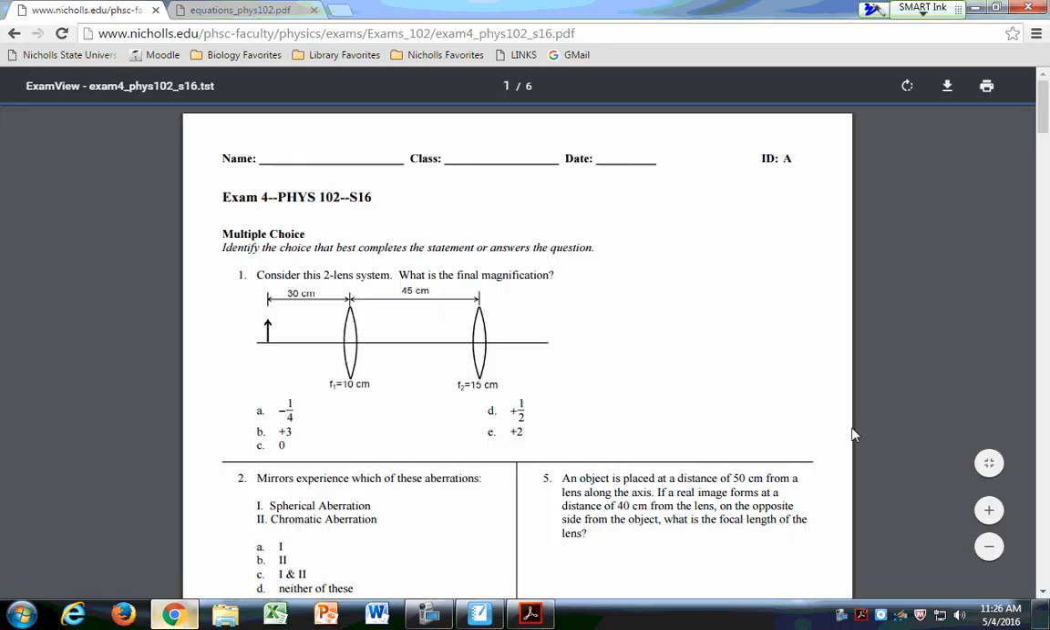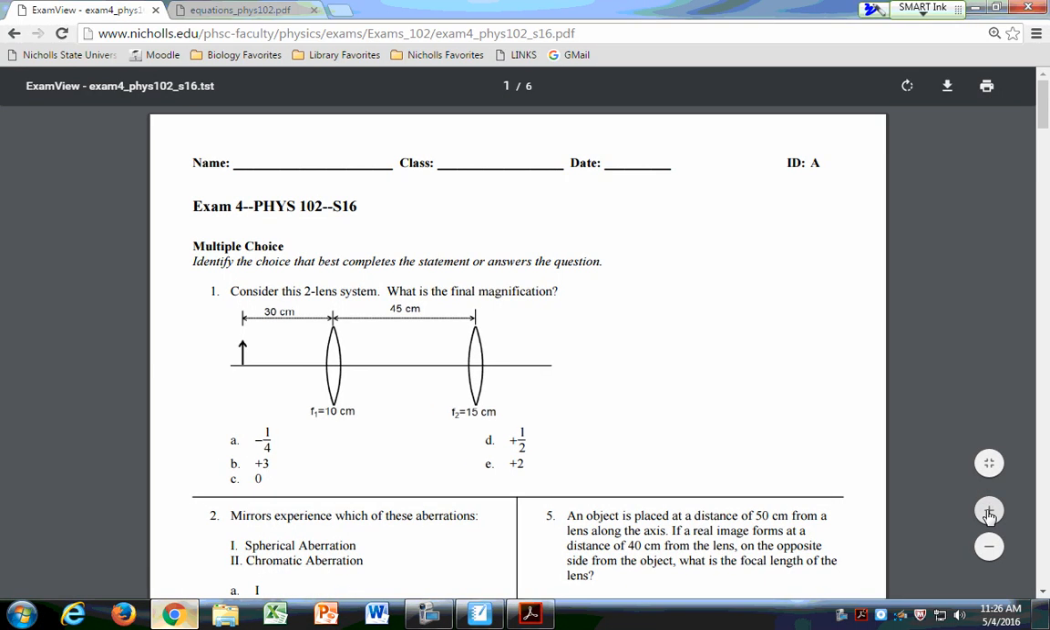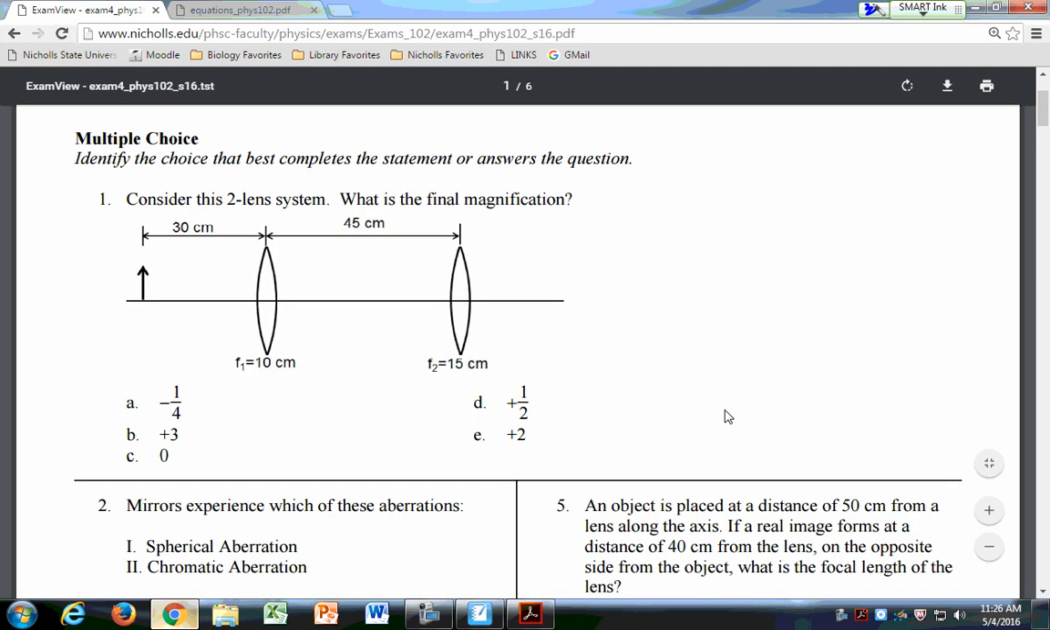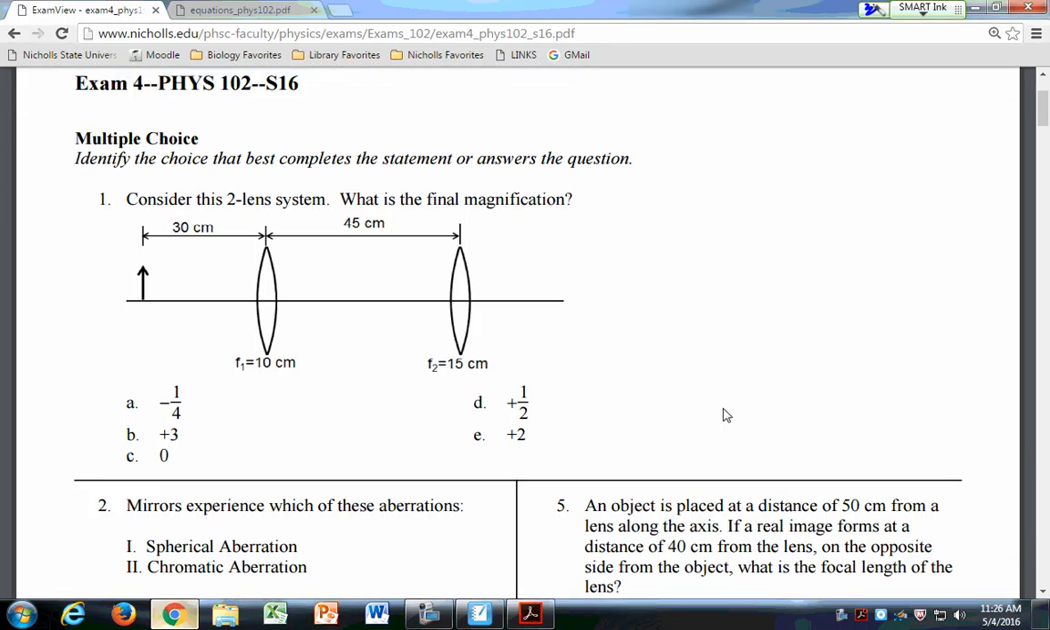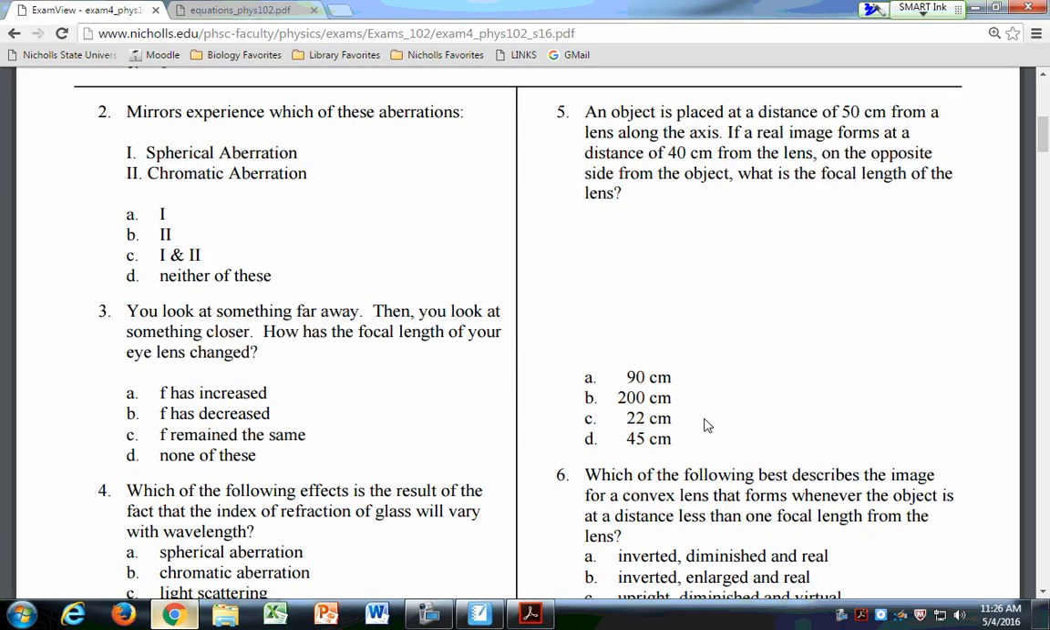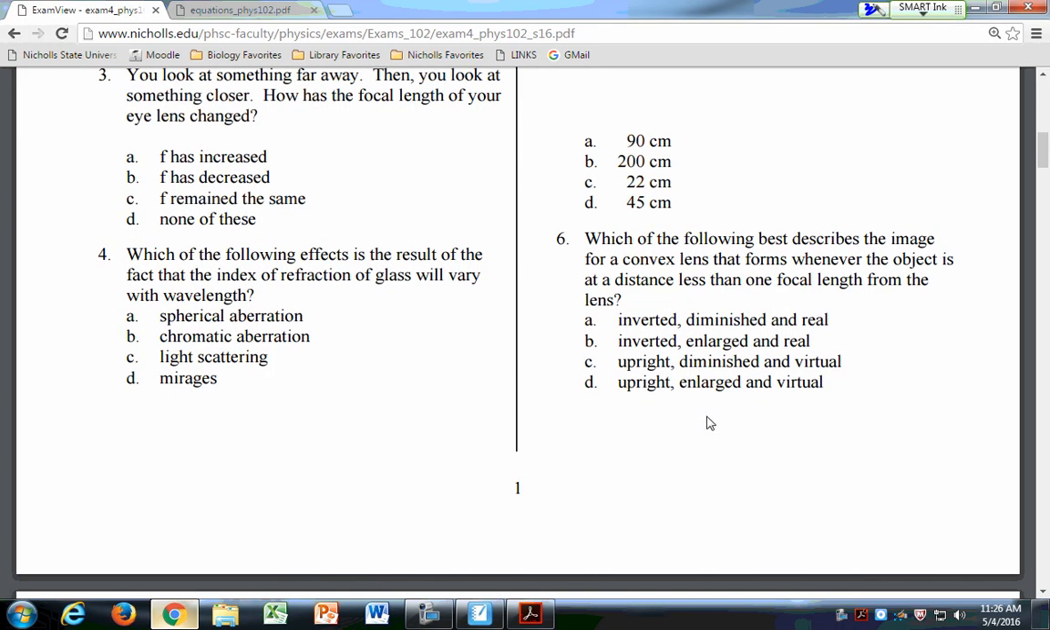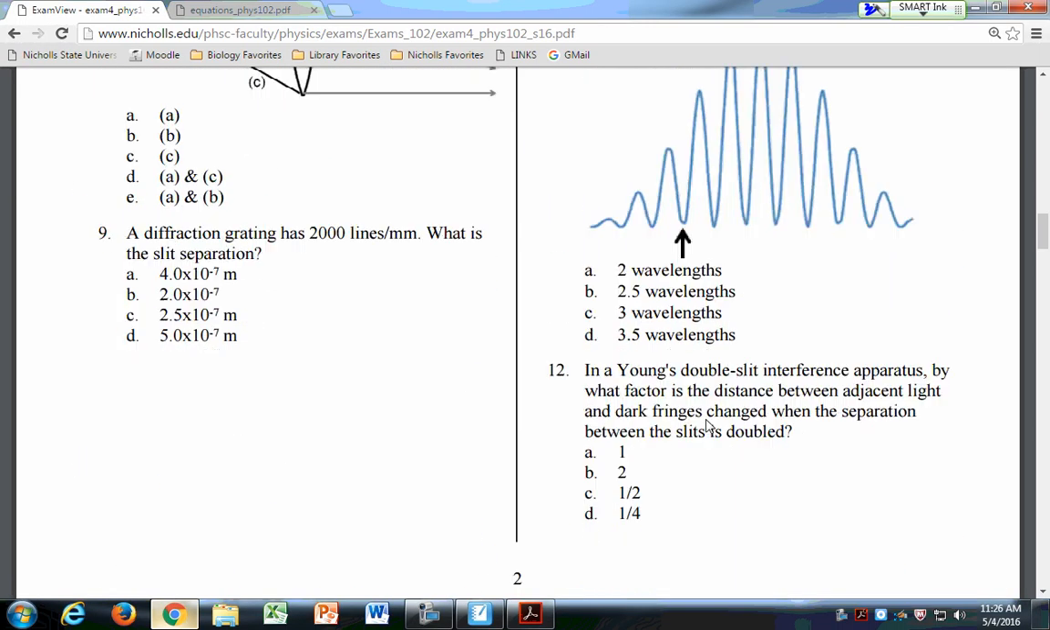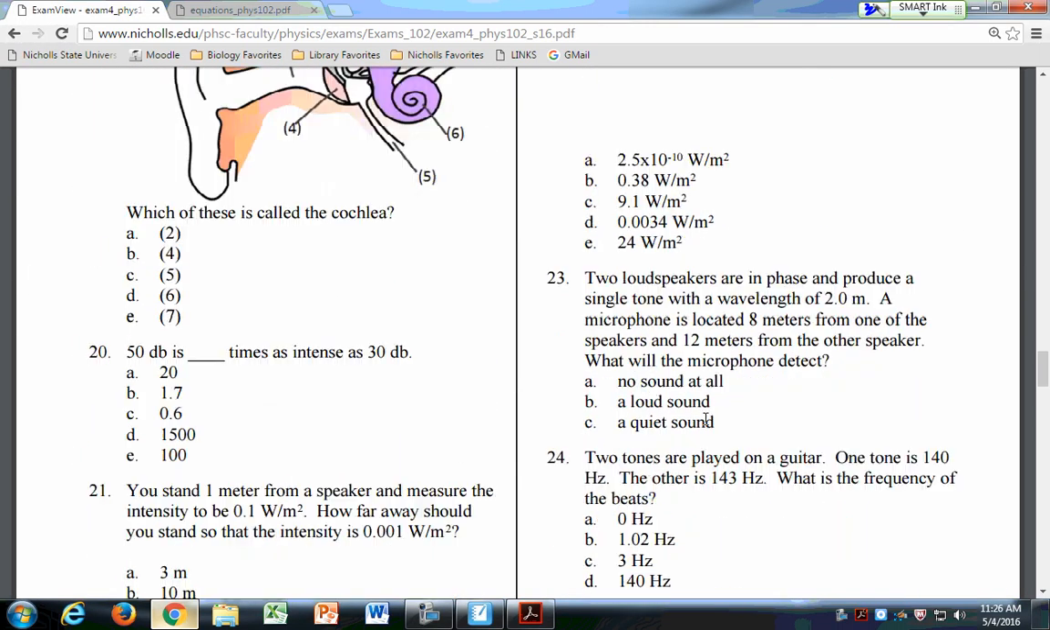Exam 4, you just got back. Anything stand out for exam 4? I don't usually go over the exam the day of returning it. Anything stand out for exam 4? I'll take a second to look at it. Number what? Sure. Y'all like the longer exam?